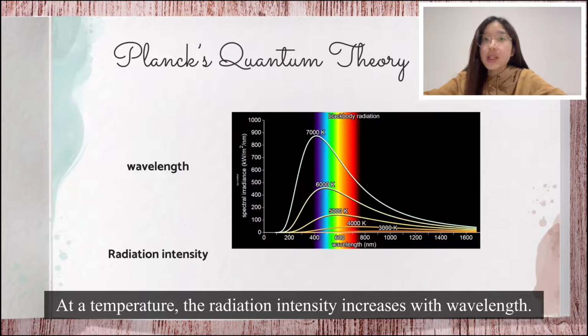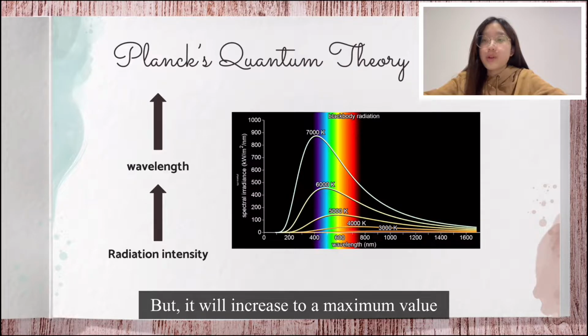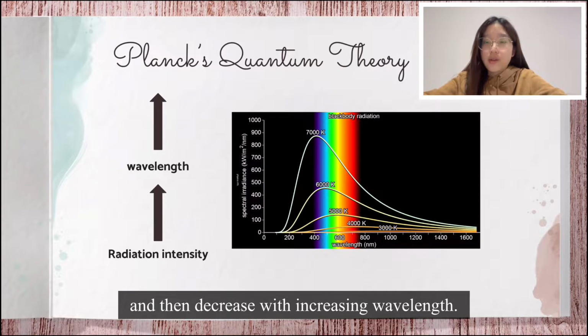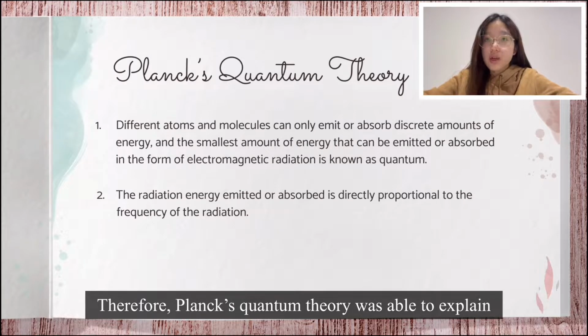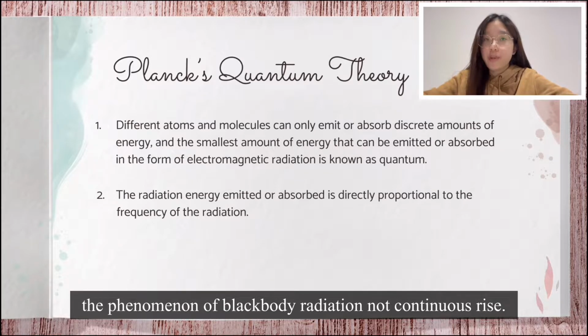At a given temperature, the radiation intensity increases with wavelength, but it will increase to a maximum value and then decrease while the wavelength is still increasing. Therefore, Planck quantum theory was able to explain the phenomenon of blackbody radiation that is not a continuous rise.